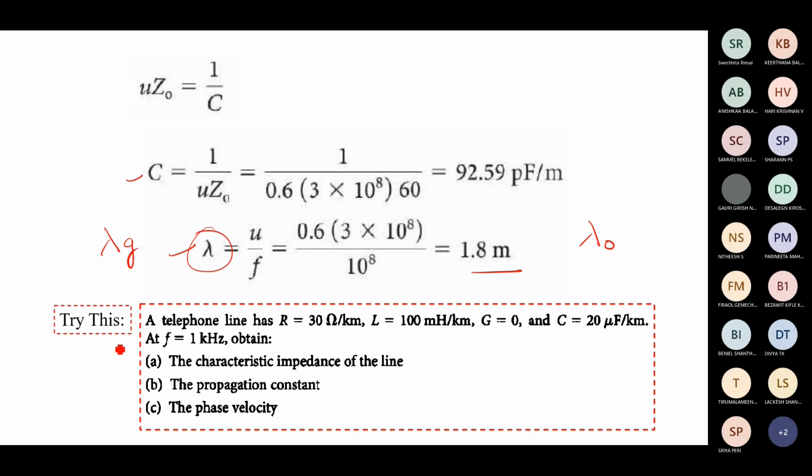And you can see the telephone cable line with different values. All the values are somewhat realistic values, which are used for high frequency signals, but are given for low frequency signals itself.